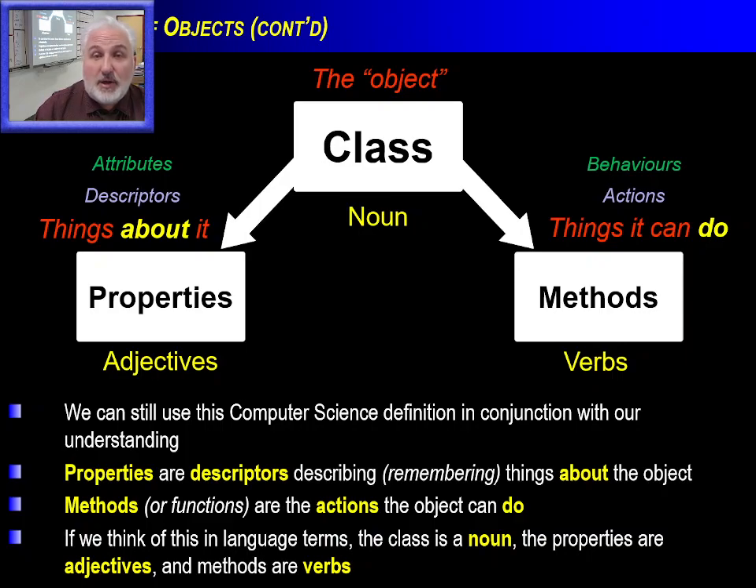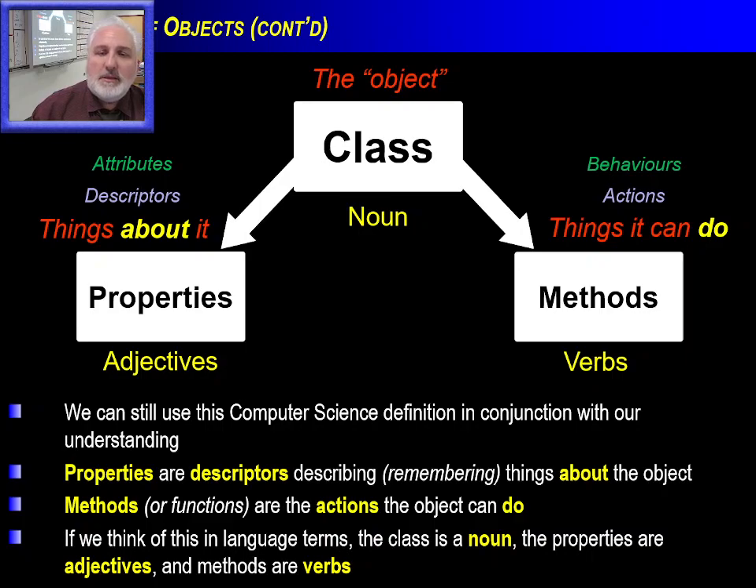In English language arts, we'd call those adjectives, like the red cat, the hairy dog, right? Those are words that describe or are things about the attributes of the class. In English language arts, we would call the class the noun. Methods are things that a class can do. So those are actions, those are functions, those are behaviors. In English language arts, we'd call those verbs.